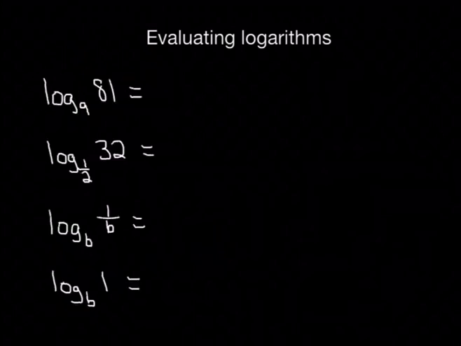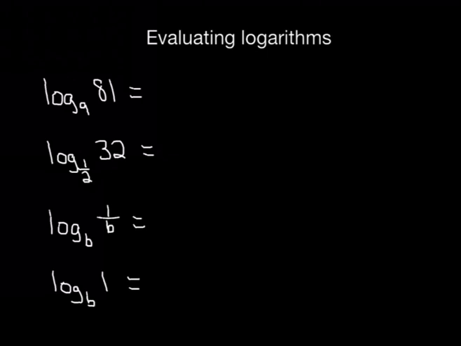All right, 4 more. This first one should be the easiest of the 4. Log of 81 in base 9. Again, thinking of exponents, it's 9 to what power equals 81? Well, that's easy. 9 squared is equal to 81.